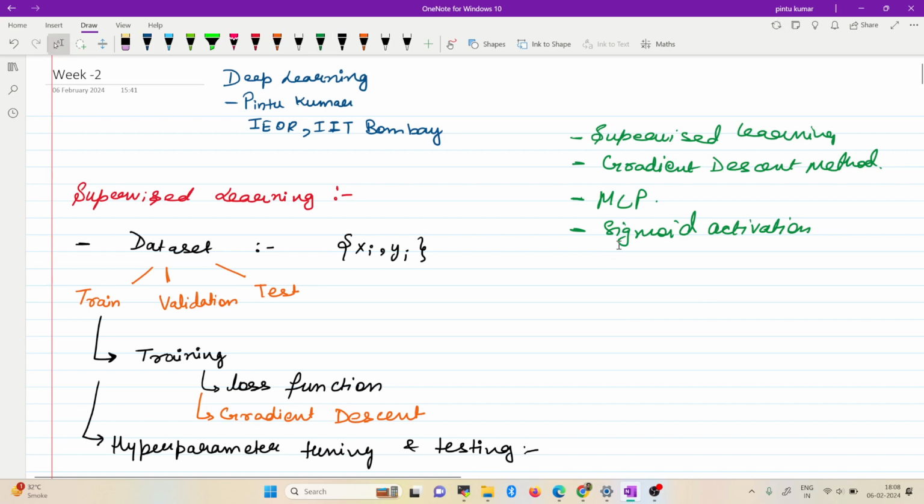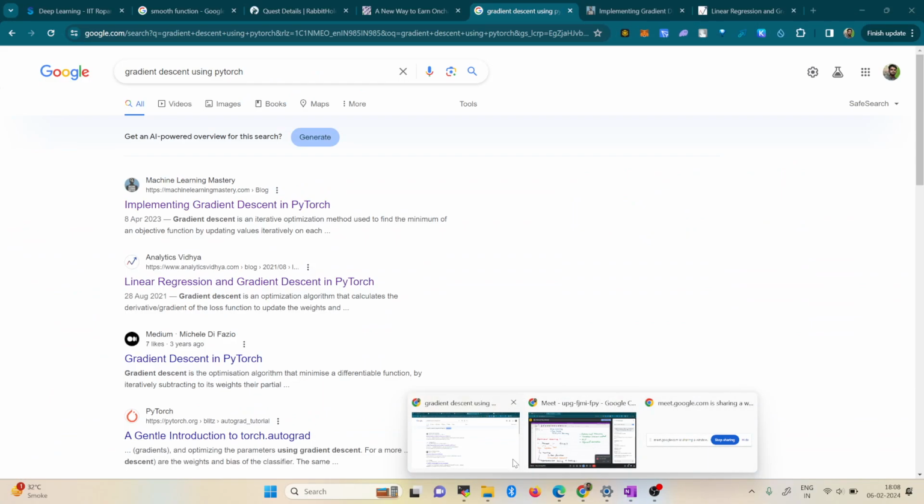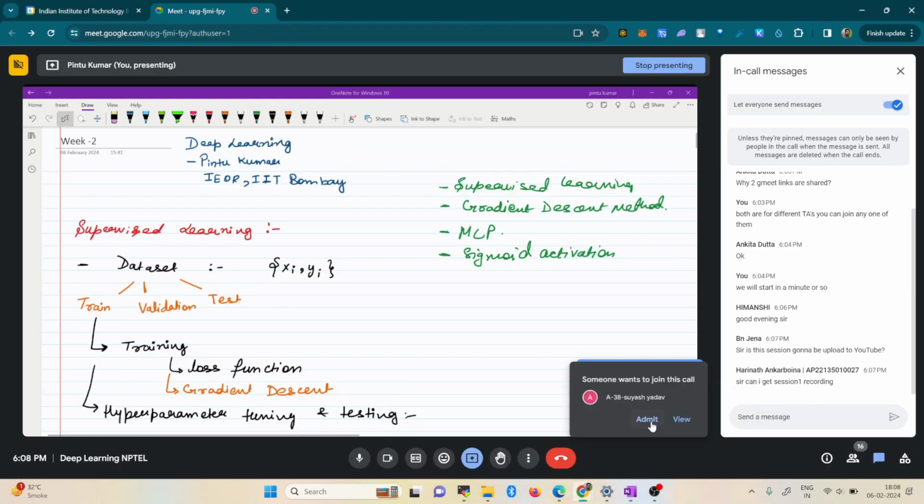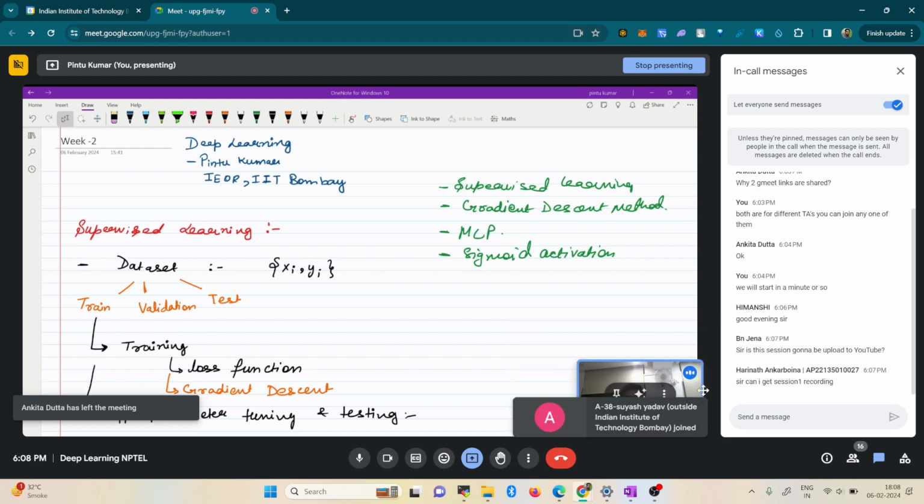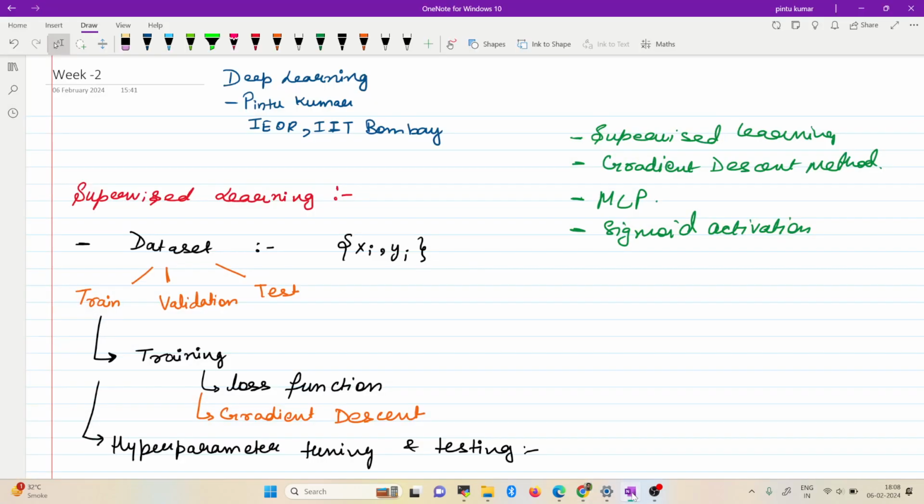So yeah, and then we'll solve some questions based on this week. I don't have a coding session. That will most probably be in the next week, when we have covered multi-layer perceptron in more depth. These sessions are getting recorded. Then I'll try to code something for you guys.